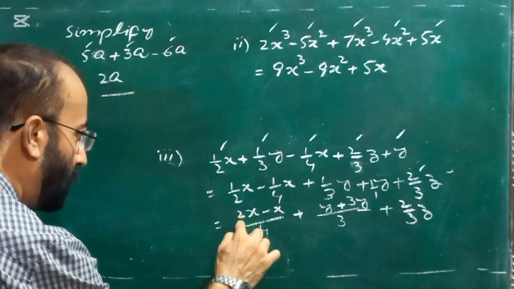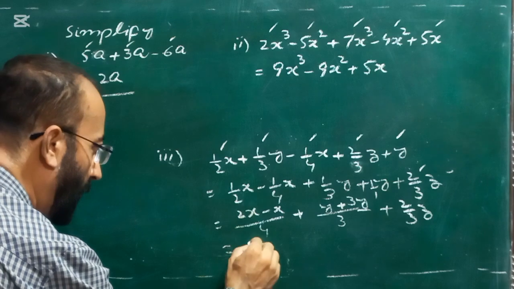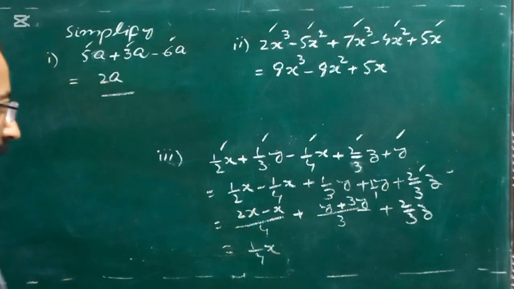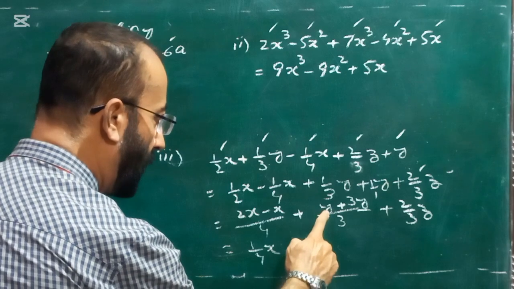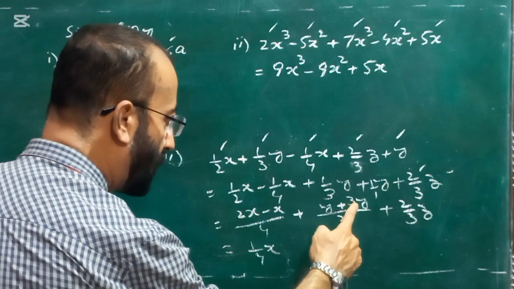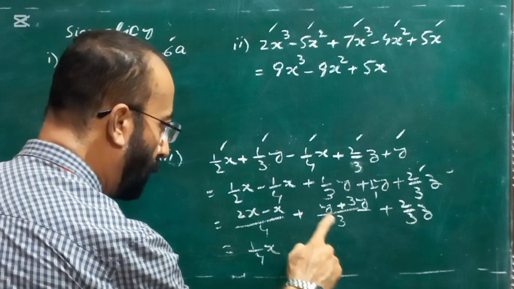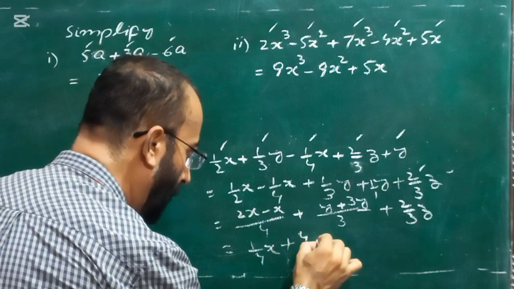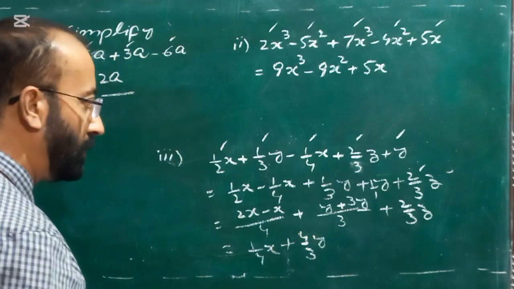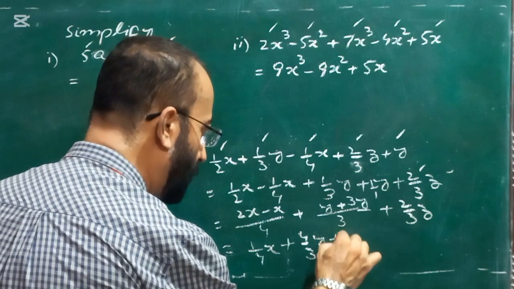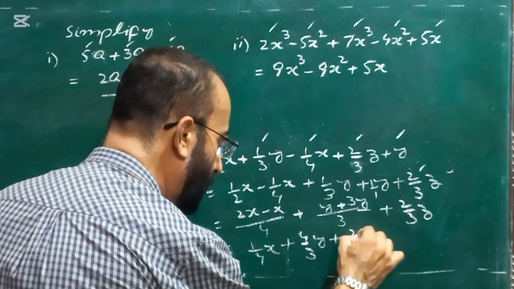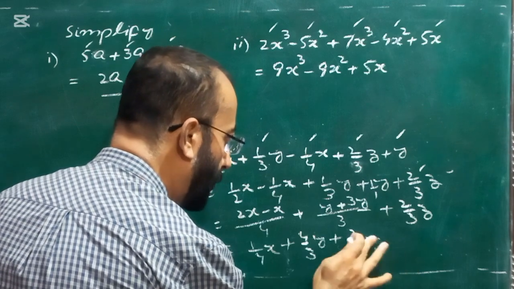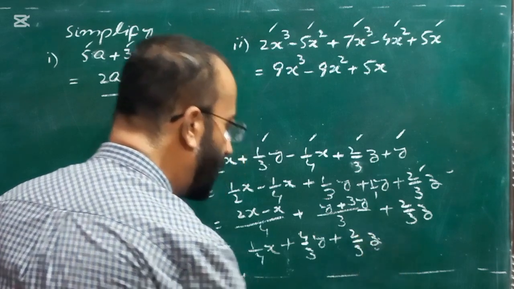Now the final step, 2x minus x will be 1x. So 1 by 4x is the answer of this one. Look here now, 1y plus 3y will be 4y. So 4 by 3, y will be there. And this is the only value. So this will come down as it is. So 2 by 3 z. So this is the answer.